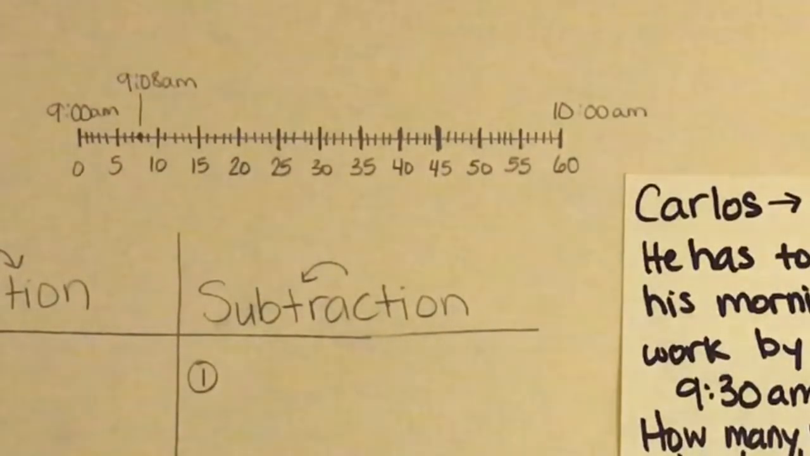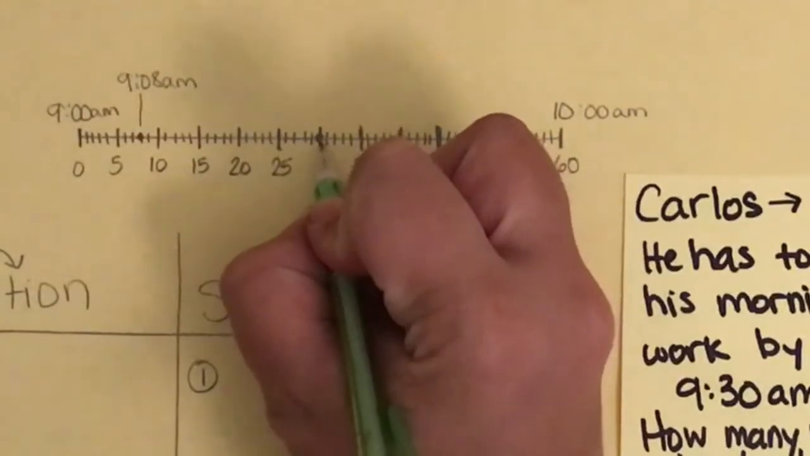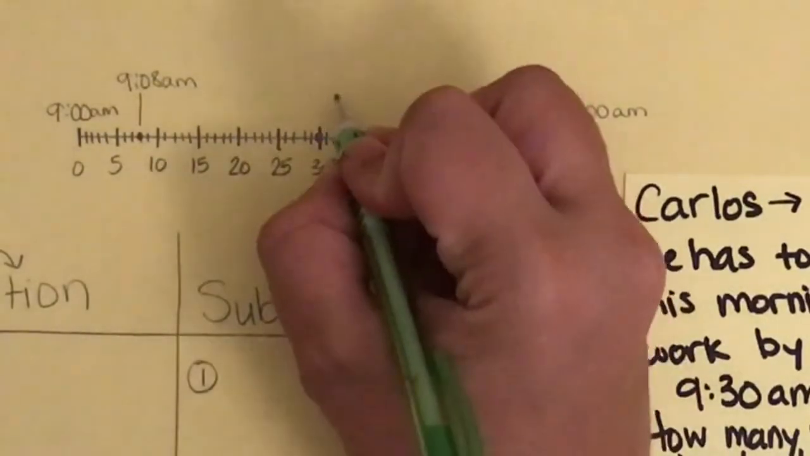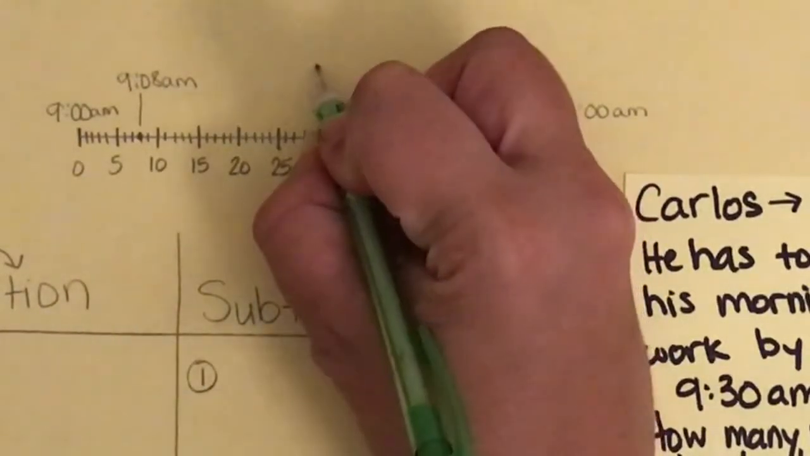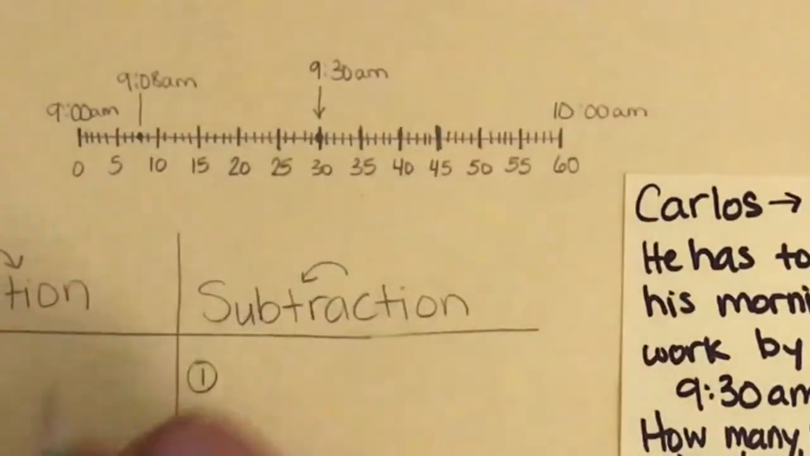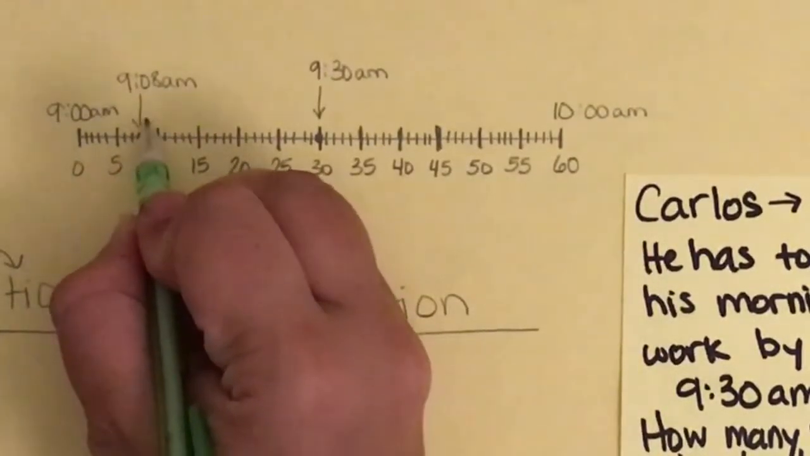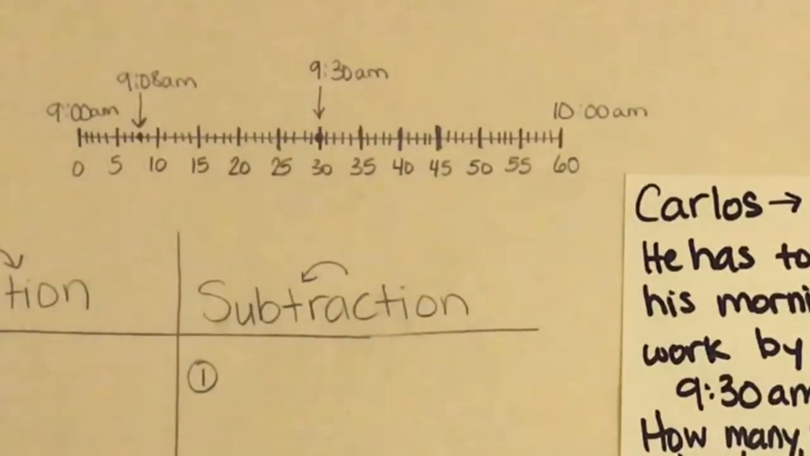He finishes his work by 9:30. Where would that go on the number line? That one's pretty simple. Fortunately for us, it's right at the 30. We don't even really have to think about it. So I'll draw my point there to show when he has to be done. And I'll draw my line with my arrow. And actually, I'm going to make this one into an arrow too, just so I know what it's pointing at. That's a nice clear way to show where I'm going. Okay, so how many minutes does he have?